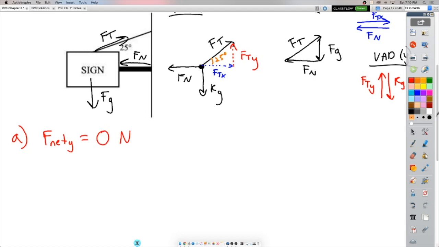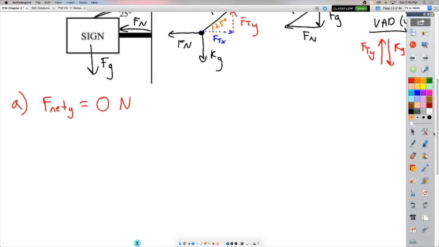Now, what is F net y? We're going to rewrite F net y. What is that? It's the sum of all the y forces, okay? So FTY plus Fg, okay? I would add in FNy, but as we can kind of see, it's 0, so I'm just going to cut out that step this time, equals 0 newtons, right? FTY plus Fg equals 0. Like I said here in my VAD, okay? This is saying the exact same thing as this is saying. Okay, so then, manipulating this, Fg equals negative FTY.